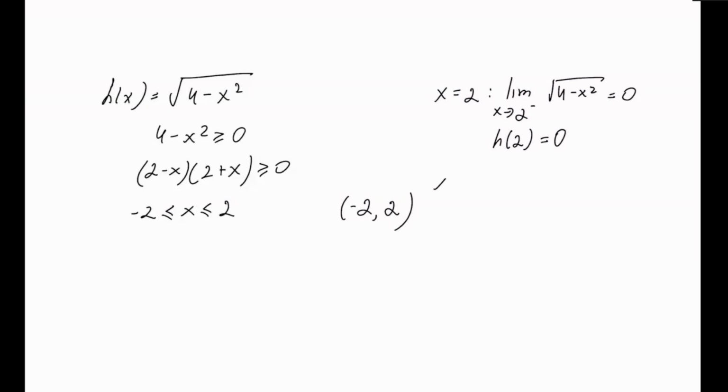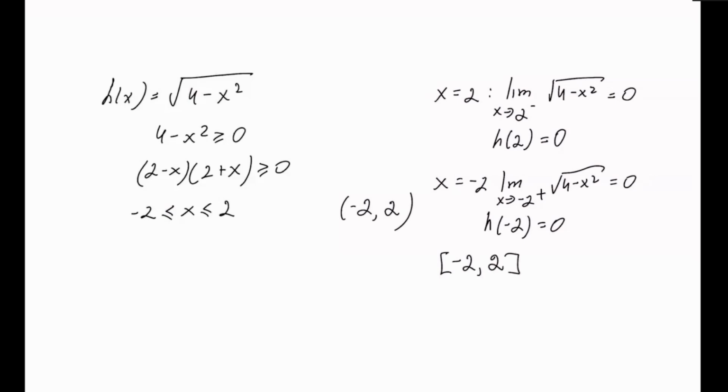On the right side, at x equals -2, the limit as x approaches -2 from the right side of the square root of 4 minus x squared equals 0, and h of -2 also equals 0. So h is continuous from the right side at -2. Therefore, h is continuous on the closed interval from -2 to 2.